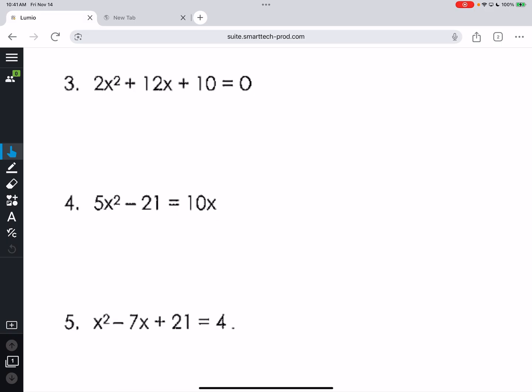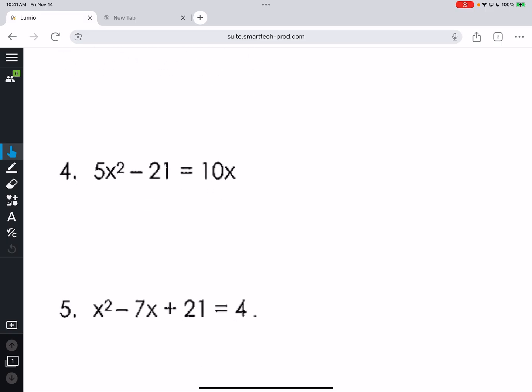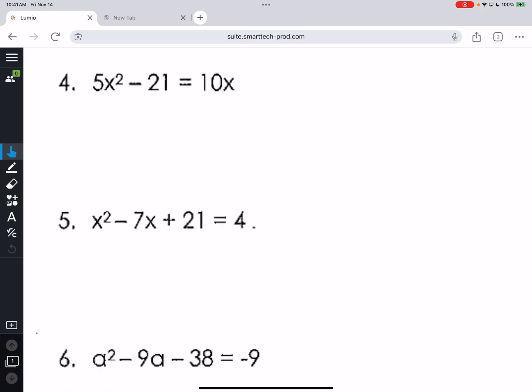All right, look at number 4. Does everybody have a sheet? All right, look at number 4. Let's rearrange it. 5x squared plus 10x equals 21. So how'd you keep the 10x positive?